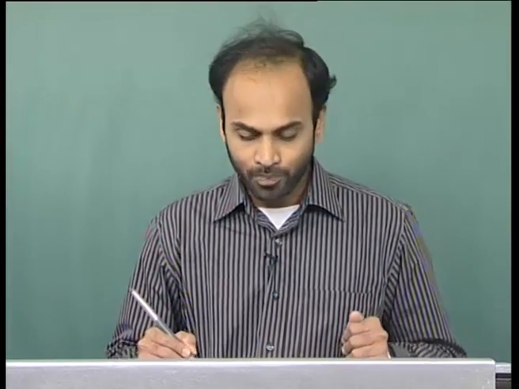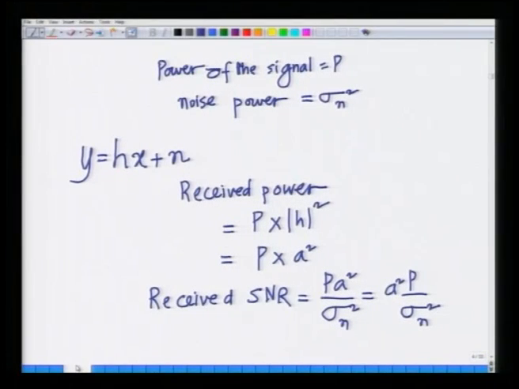Let me just do a brief recap of what we did in the last lecture. We started with the wireless system model. We said that the wireless system model is given as y equals h x plus n, where h is the channel coefficient, x is the transmitted signal and n is the noise. The received power is the transmitted power, that is power of x, times the gain of the channel. Remember, the channel is h, so the gain is magnitude of h squared, which is nothing but a squared, because h equals a e power j phi.